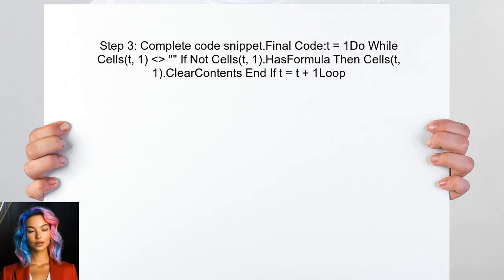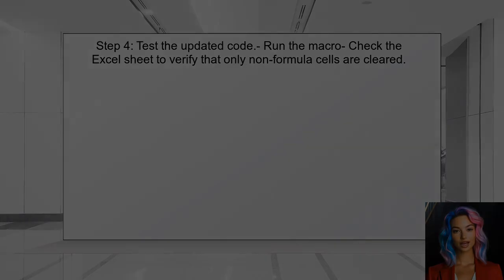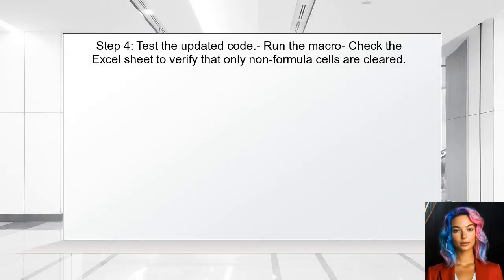Now let's put it all together. The user can create a complete code snippet that incorporates these changes. This will allow the code to clear contents only from cells that do not contain formulas. Finally, the user should test the updated code to ensure it works as intended. They can run the macro and check the results in the Excel sheet.